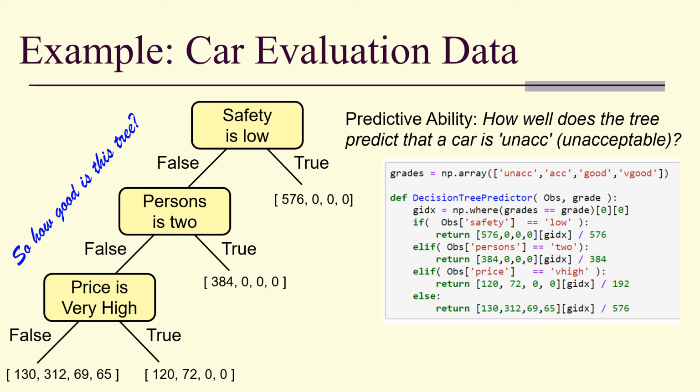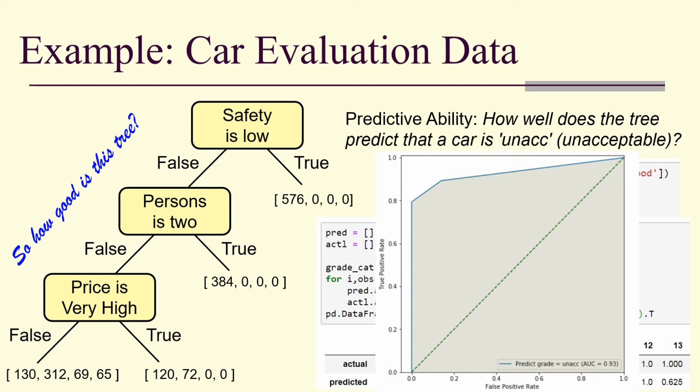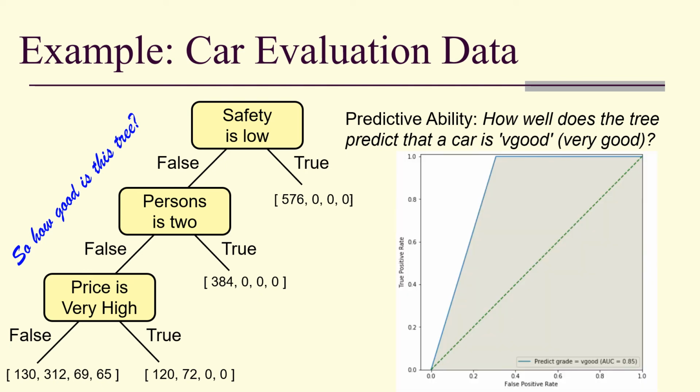So here we can write some Python code to actually do this grading for us. And we can actually run through and make predictions. We can get our receiver operating characteristic, which has an area under the curve of 0.93. And then we could do the same for, for instance, trying to predict if a car is very good. It's got a lower AUC.